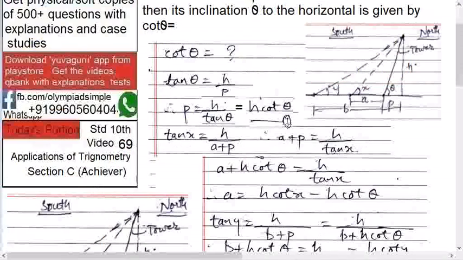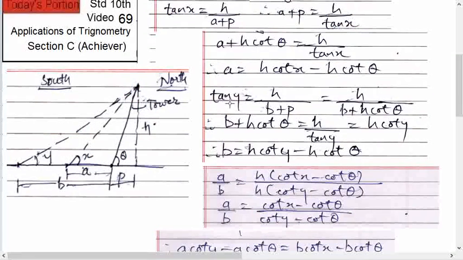Point number 1: tan x equals to what? This is tan x. What is that? h upon a plus p, right? This is small a and this is p. Therefore a plus p equals h upon tan x. Now what is p? It is h cot theta. Therefore a plus h cot theta equals h upon tan x. So make it cot x. So a equals h cot x minus h cot theta, right? This much is clear. Now about y. Tan y equals, see here, tan y equals.